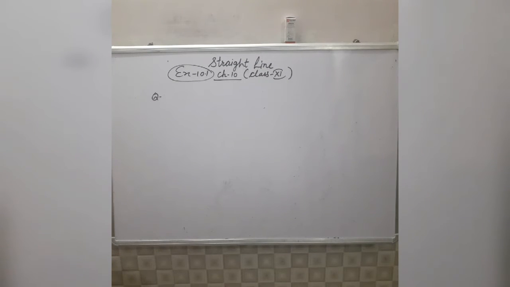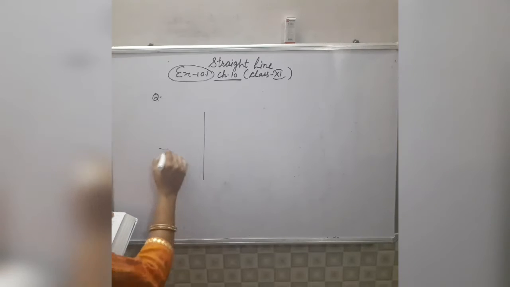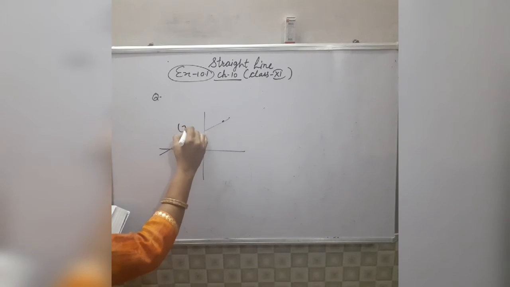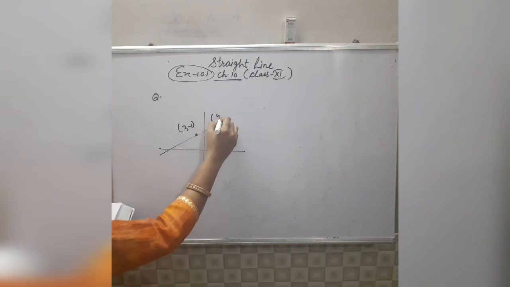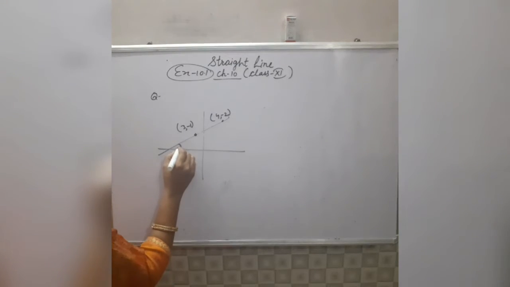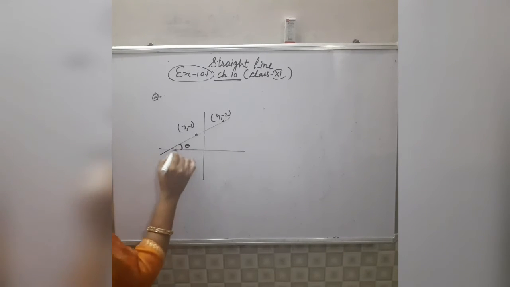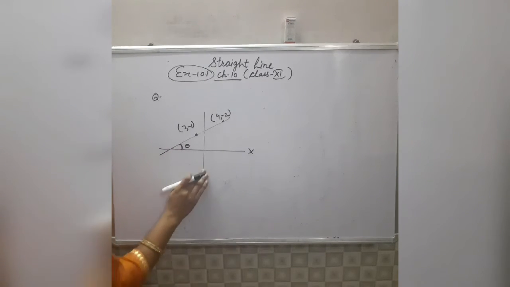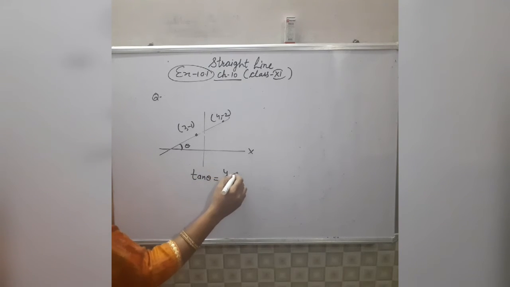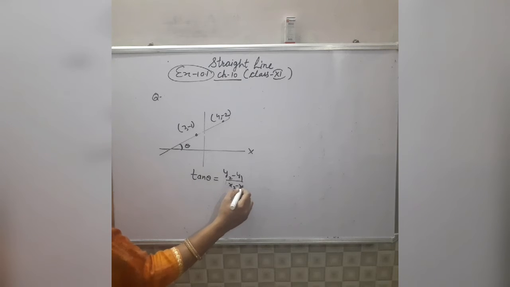In question number 10, find the angle between the x-axis and the line joining points 3 comma minus 1 and 4 comma minus 2. Let us suppose after joining these 2 points, the line goes through 3 comma minus 1 and the second point 4 comma minus 2. Find the angle between the x-axis and the line joining these 2 points. Now let us suppose this angle is theta. This is the x-axis. Now tangent theta, all of you know that this is equal to the value of slope, means y2 minus y1 by x2 minus x1.